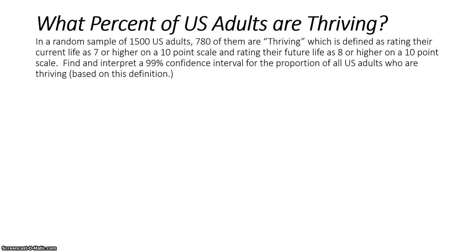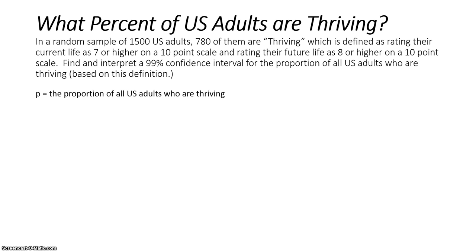So we are going to start by making sure that we understand what our parameter of interest is. So what is our parameter of interest? Our parameter of interest is p, the proportion of all U.S. adults who are thriving. That is what we're trying to estimate.